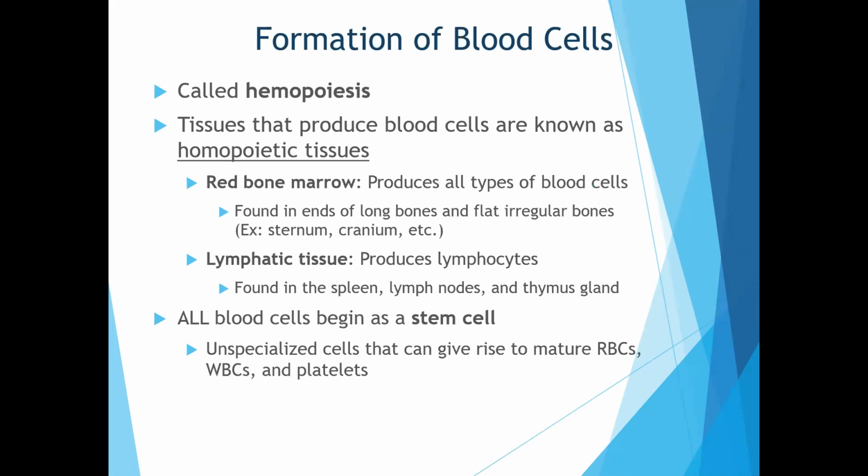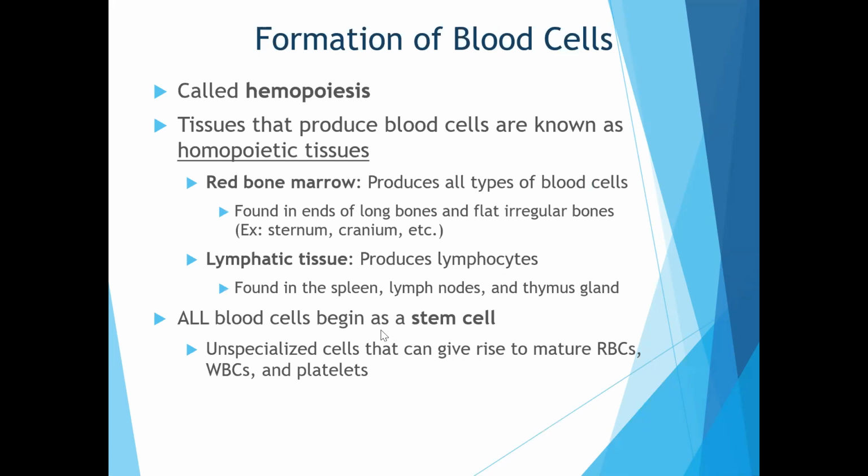So we have our red bone marrow. That's kind of all our blood cells: red, white, platelets, anything can come from the bone marrow. And that's in the ends of our long bones. You remember that from the bone chapter, as well as our flat and irregular bones, the sternum, the cranium, stuff like that.